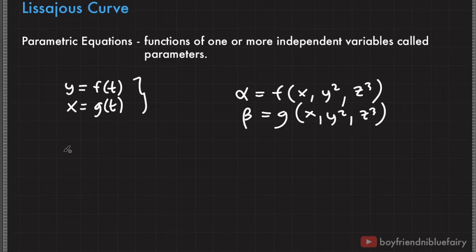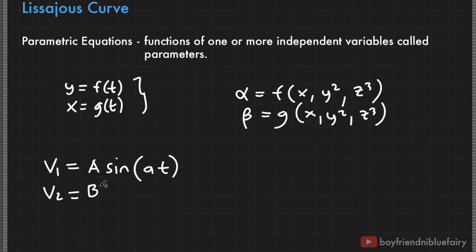So for example, my first signal represented by v sub 1 has an amplitude of A. It behaves like a sine function. And obviously, it's time dependent. And it has a frequency of, let's say, a. And the second signal has an amplitude of capital B. And it behaves like a sine function. So it's also a function of time. And it has a frequency of small b.